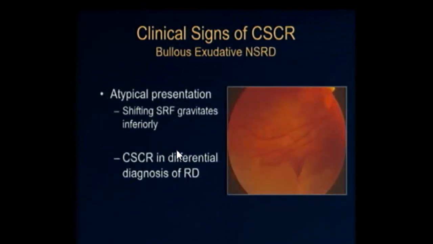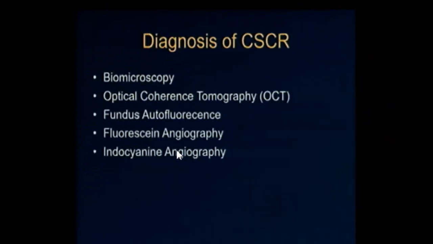Now, last thing, a neurosensory retinal detachment in CSR can look exactly like an exudative RD due to inflammation, like a scleritis or a uveal effusion. So remember to keep CSCR in the differential diagnosis of exudative retinal detachments. Okay? How do you diagnose CSCR?